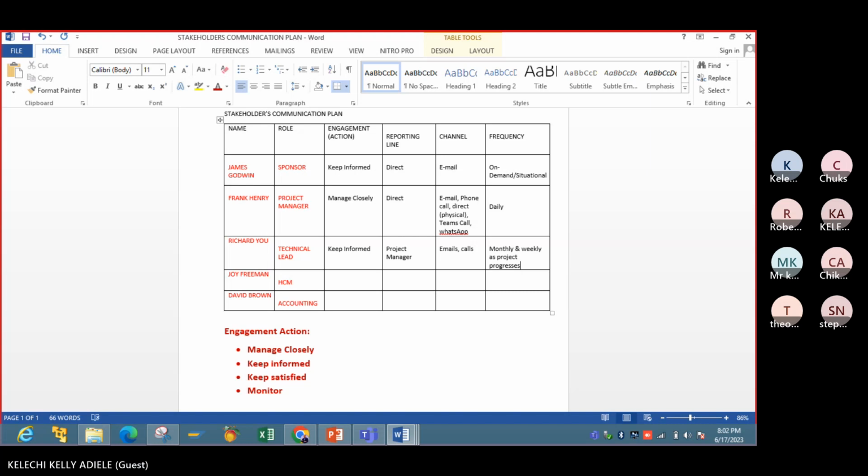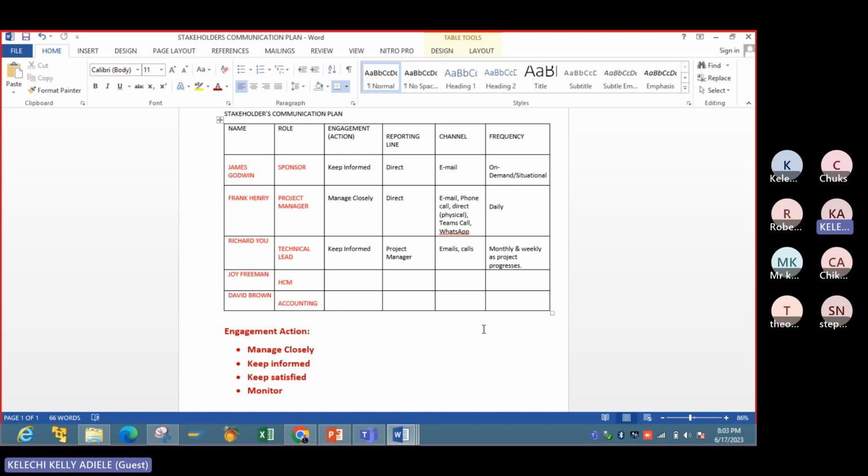Sorry, Kelechi, I was a bit out. I want to ask about this technically, because for us to map this properly, we need to understand their role. For a technical lead, keeping him informed, I also think that he has a good stake in the project. So why do we have to keep him informed? Why not also manage him? We need to understand his role properly. Technical lead is technical lead.